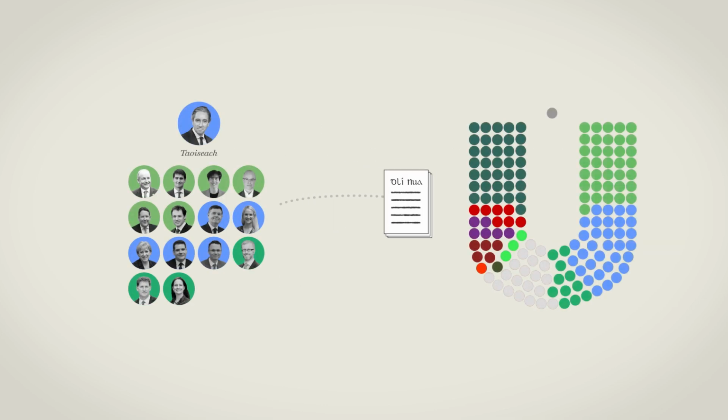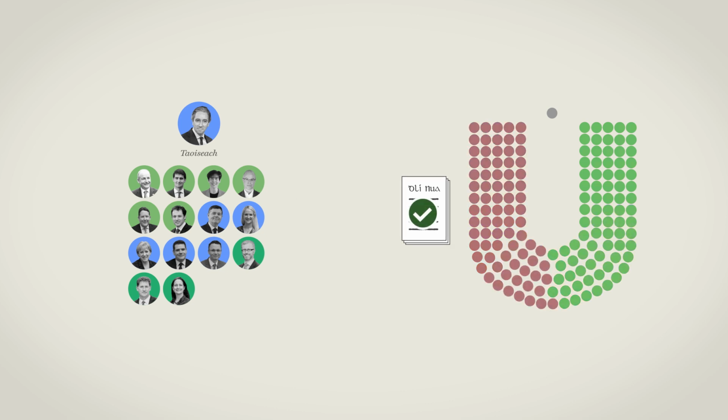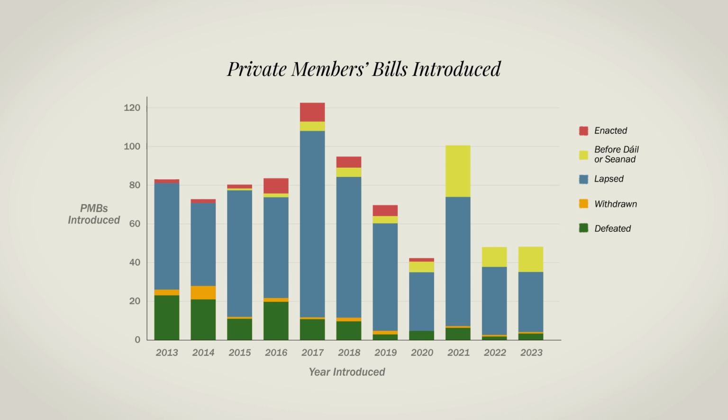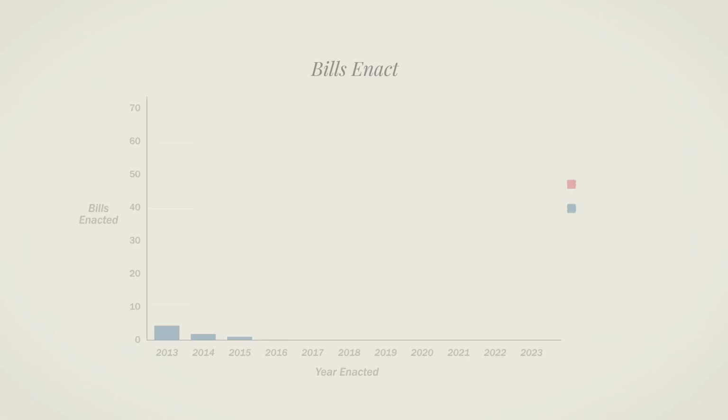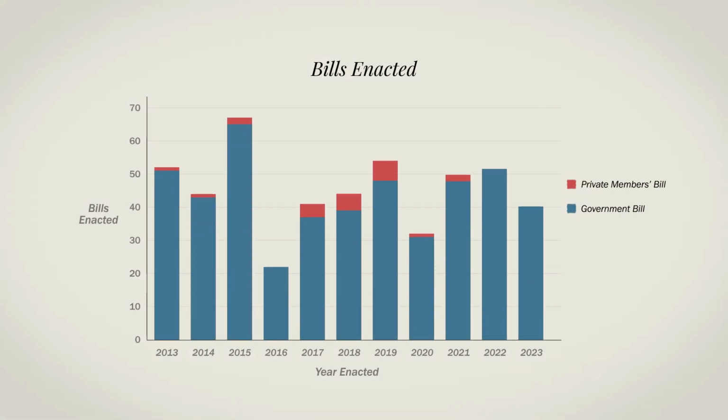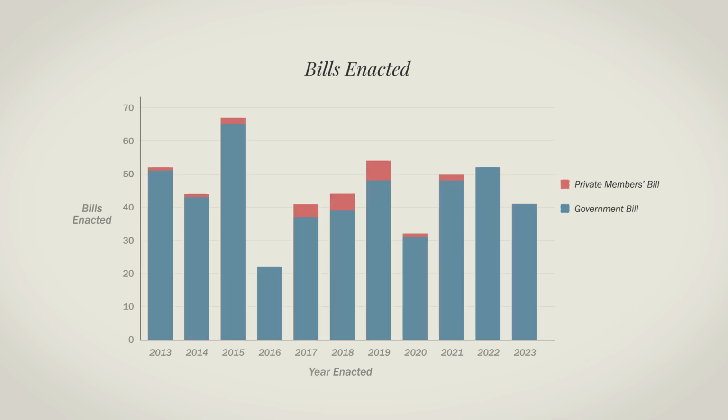Bills introduced by a government minister are near guaranteed to pass, since they have control over a majority of the Dáil. In comparison, only a small fraction of bills introduced by ordinary TDs or Seanadóirí, known as private members' bills, are actually enacted. Of the laws enacted, only a small portion originate from outside the government, and these private members' bills generally always have government support and approval.